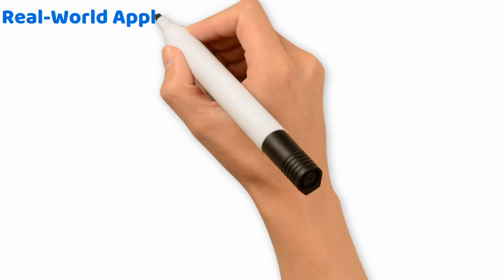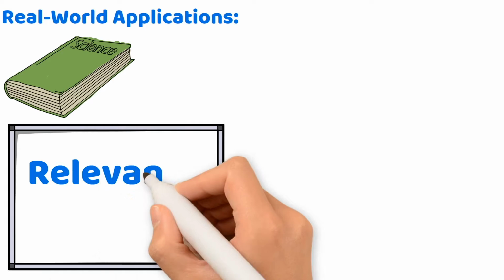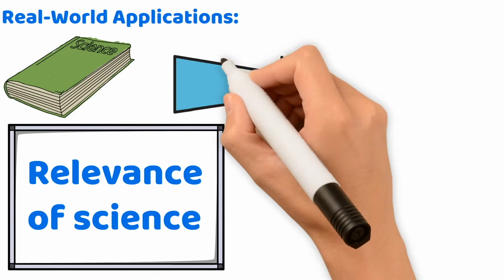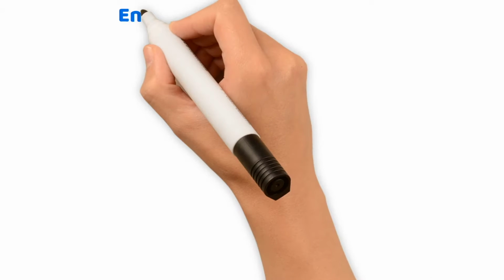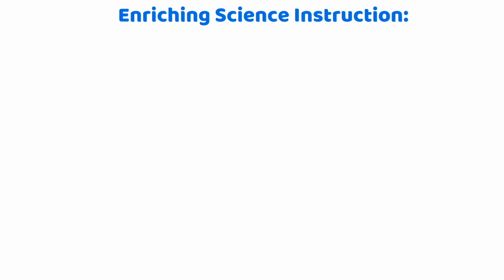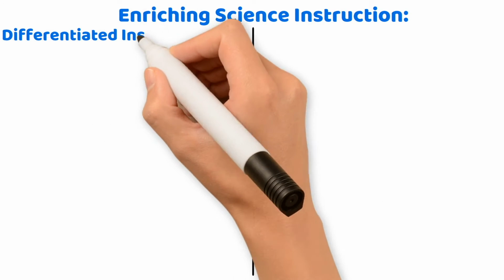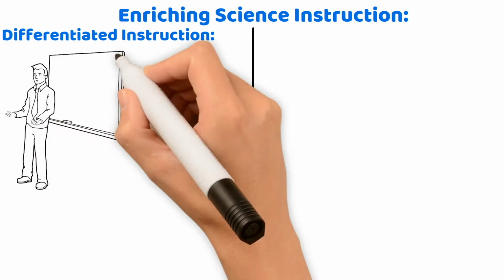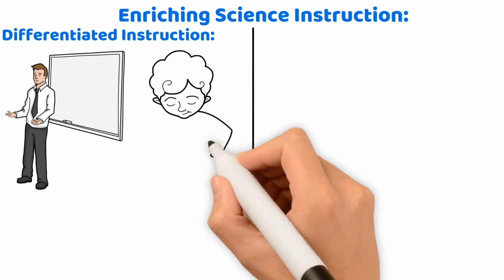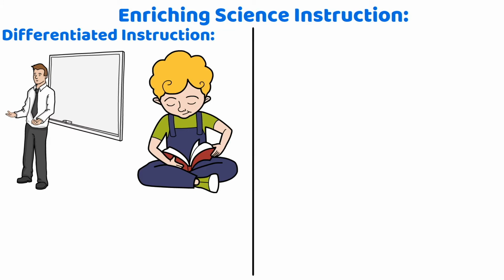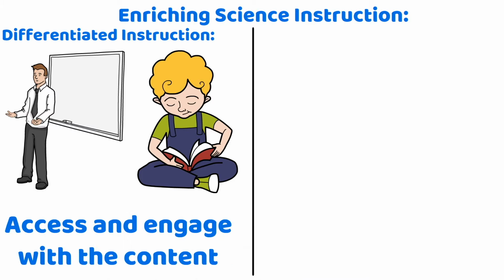Real-world applications. Connect science lessons to real-life scenarios. This not only shows the relevance of science, but also sparks curiosity and motivation among students. Enriching science instruction. To truly enrich science instruction, consider the following. Differentiated instruction. Tailor your teaching to accommodate various reading levels and mathematical abilities. This ensures that all students, regardless of their starting point, can access and engage with the content.